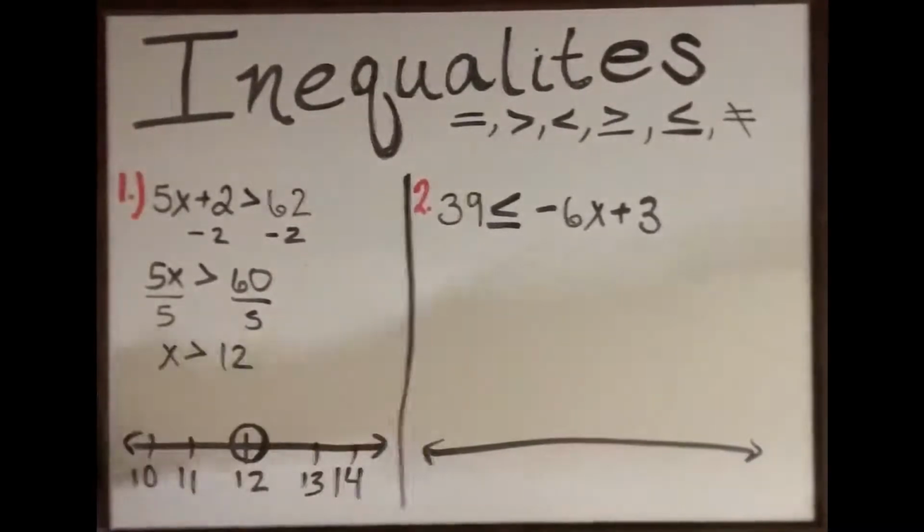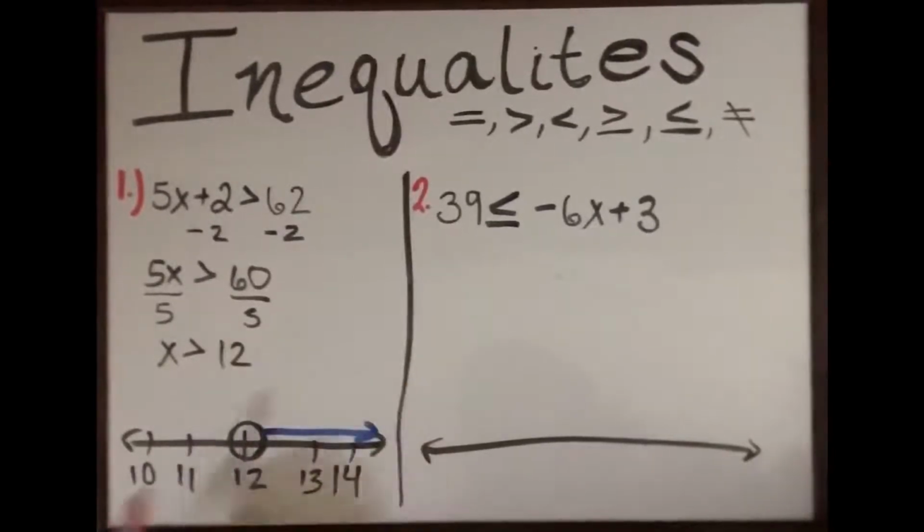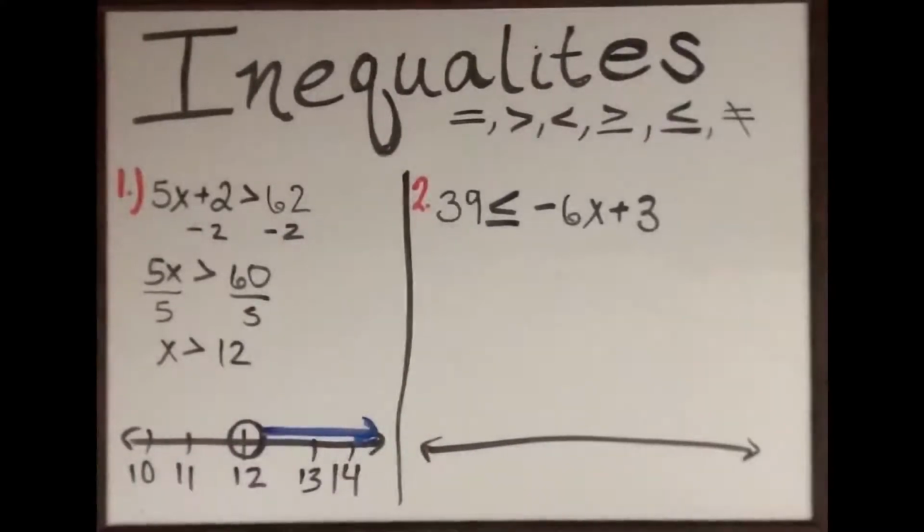I'll use a different color. We will shade only greater than 12. So we have to leave this circle open because 12 is not included in the value. All right, so simple enough, right? So let's go to the next problem.